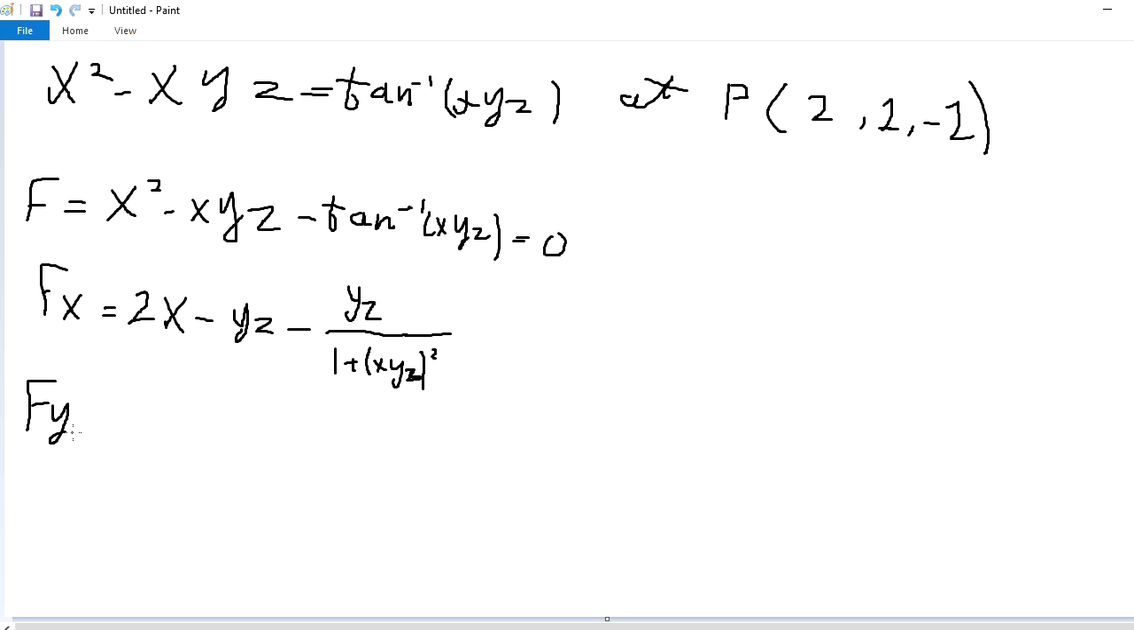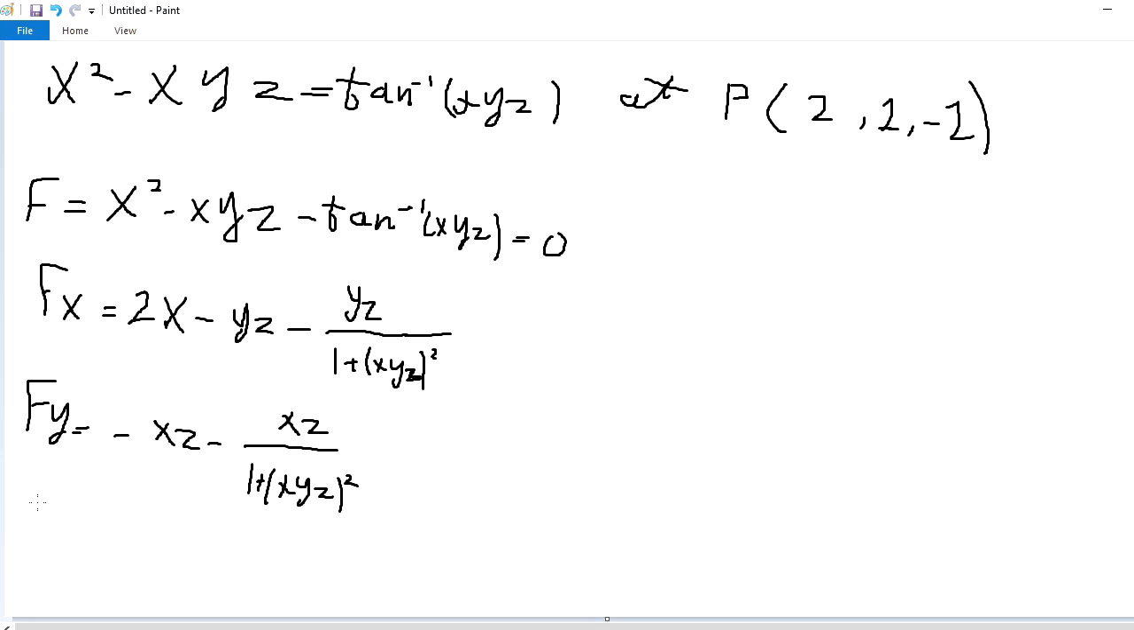Fy is going to be 0. In the second variable, here it is going to be 1. What's left is negative xz, and then negative y is going to be 1. In the denominator is going to be xz over 1 plus x times y times z squared. And this is the second step, you can say.